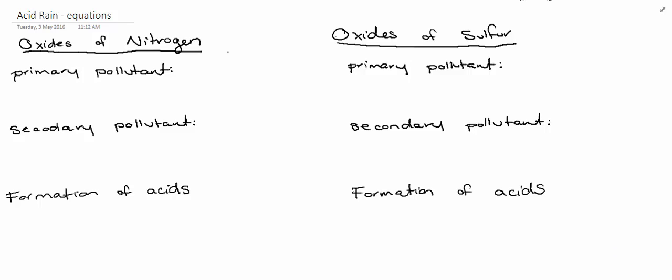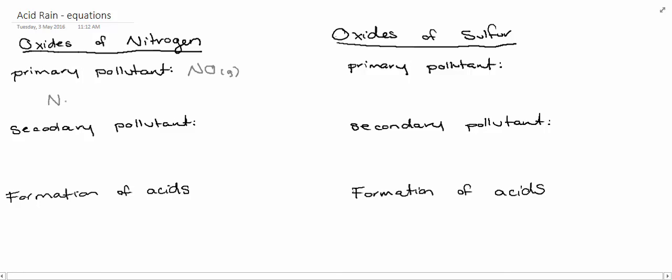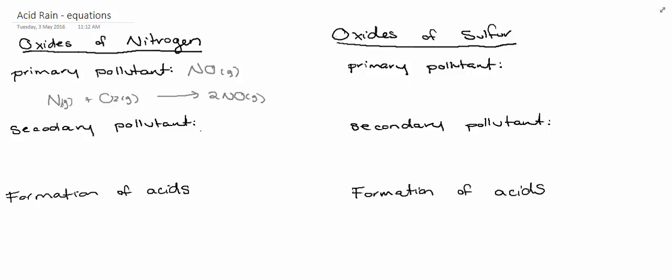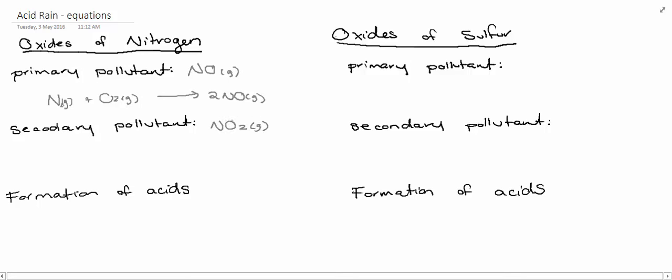Okay, so if we start by having a look at the oxides of nitrogen, our primary pollutant is our nitric oxide, and that forms when nitrogen gas in air and oxygen gas combine given the right conditions. From that, the nitric oxide can go on to form nitrogen dioxide, which is our secondary pollutant.